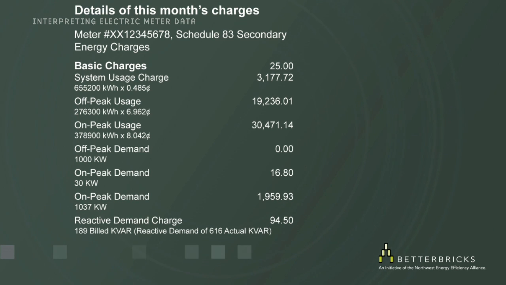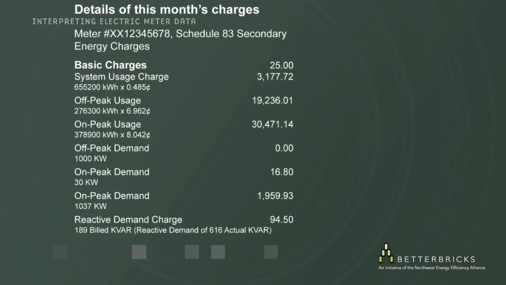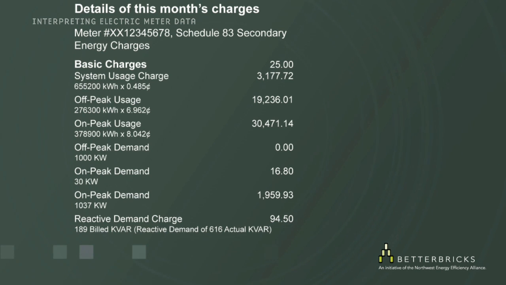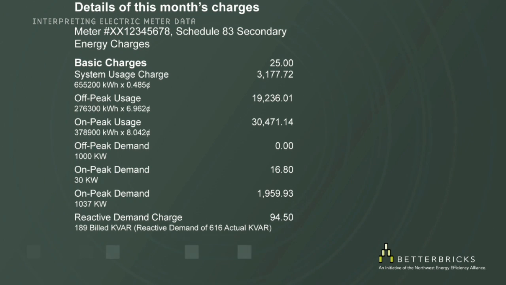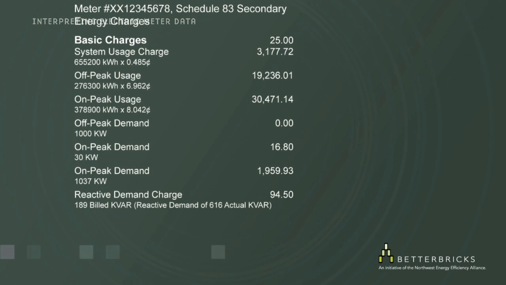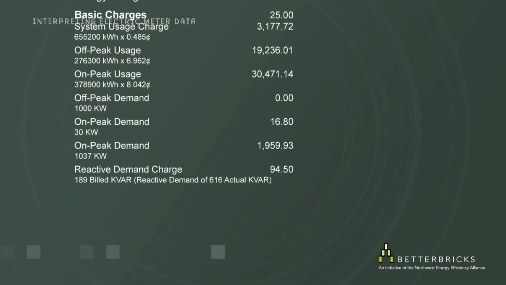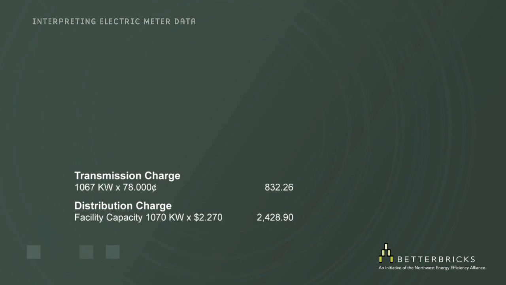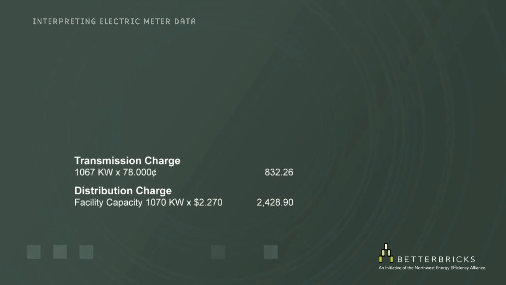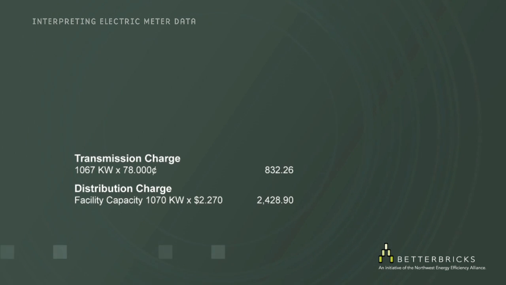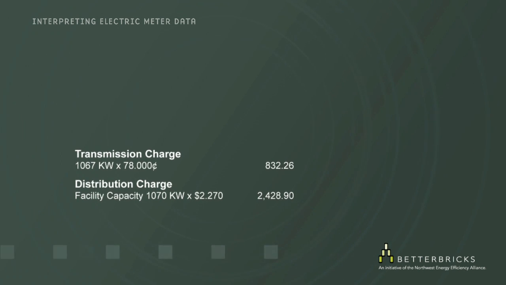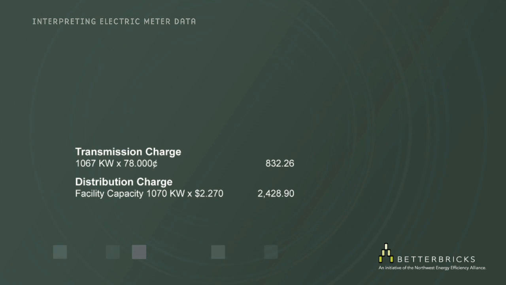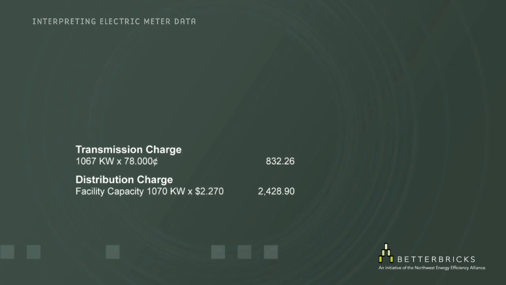This bill also has a reactive demand charge. This one had a reactive demand of 616 actual kVARs, but they're only billing you for 189 kVARs. So that's that difference of, in this case, probably an 85% power factor. Now you have a transmission charge at your peak of 1067 kW, and it's at 78 cents a kW. You also have a distribution charge, which happens to be based on your facility capacity.